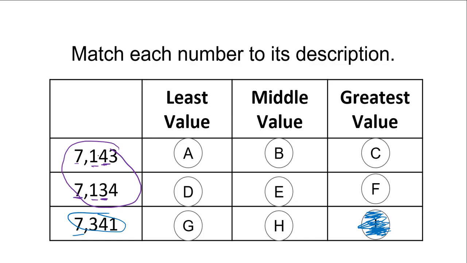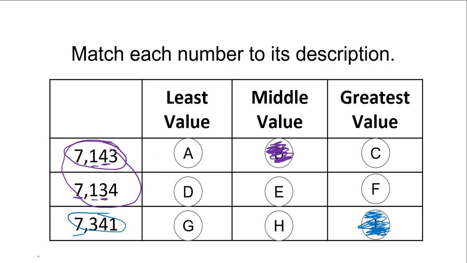So I can see that the 7,143 is the greater between the 7,134, right? So that makes it the middle number. So this one is the middle number.